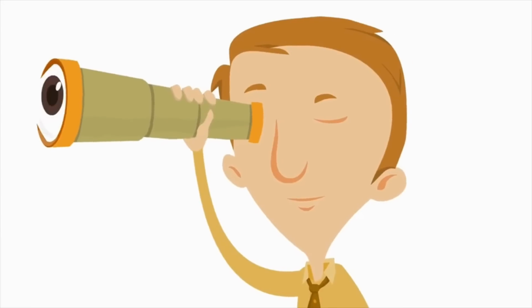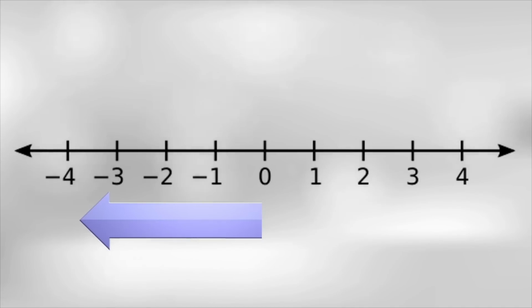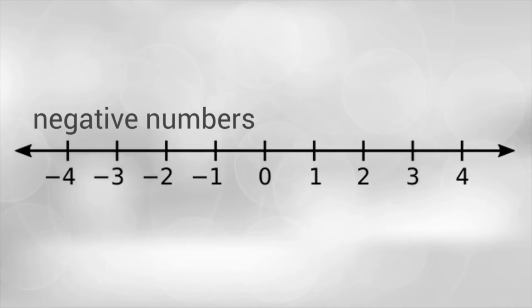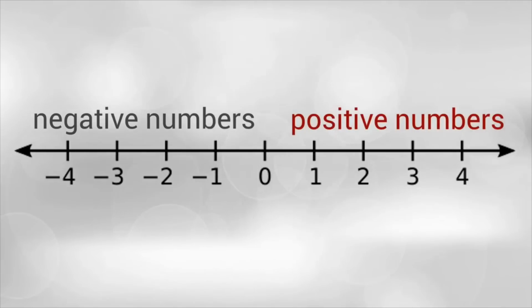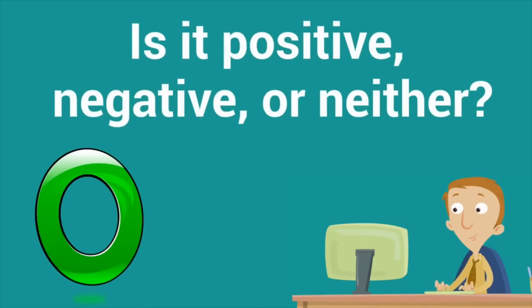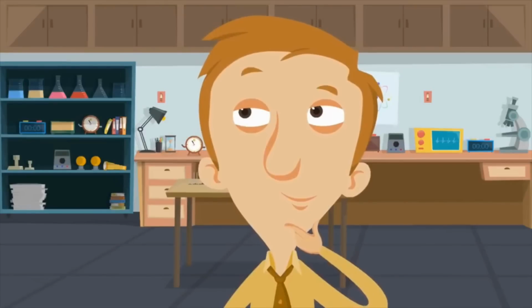Okay, it's time to review. Numbers below 0 are called negative numbers. Great job. Numbers above 0 are called positive numbers. Awesome. And 0, is it positive, negative, or neither? Do you remember? It's neither. 0 is its own thing. Wow, you really know your stuff.